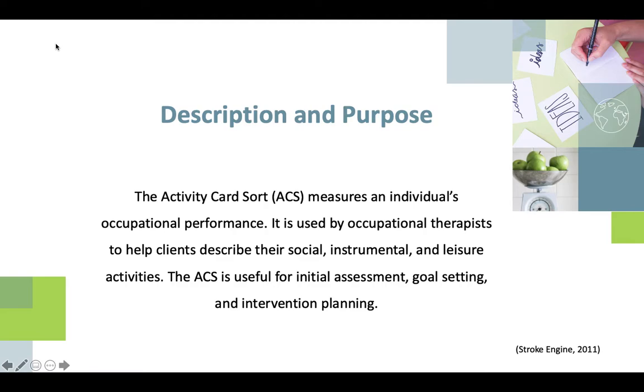The activity card sort, known as ACS, measures an individual's occupational performance. It is used by occupational therapists to help clients describe their social, instrumental, and leisure activities. The ACS is useful for initial assessments, goal setting, and intervention planning. ACS is a participation assessment that will allow the therapist to gain insight into what intervention they want to plan for the client.